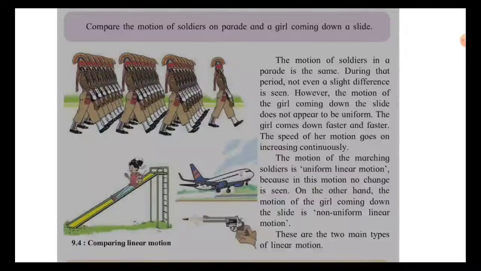That means the linear motion in which the speed of anything is not constant, the speed is constantly changing, that is known as non-uniform linear motion.